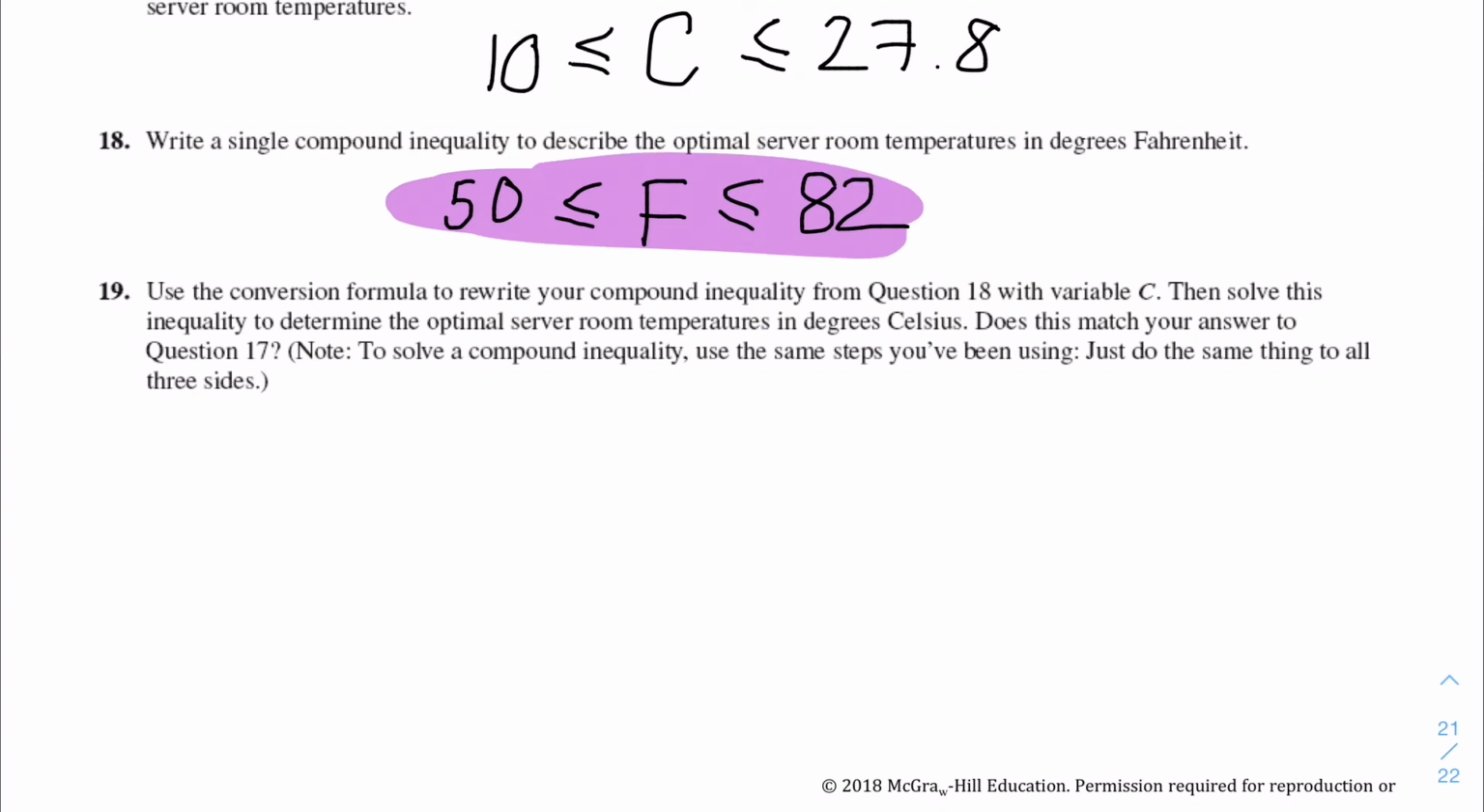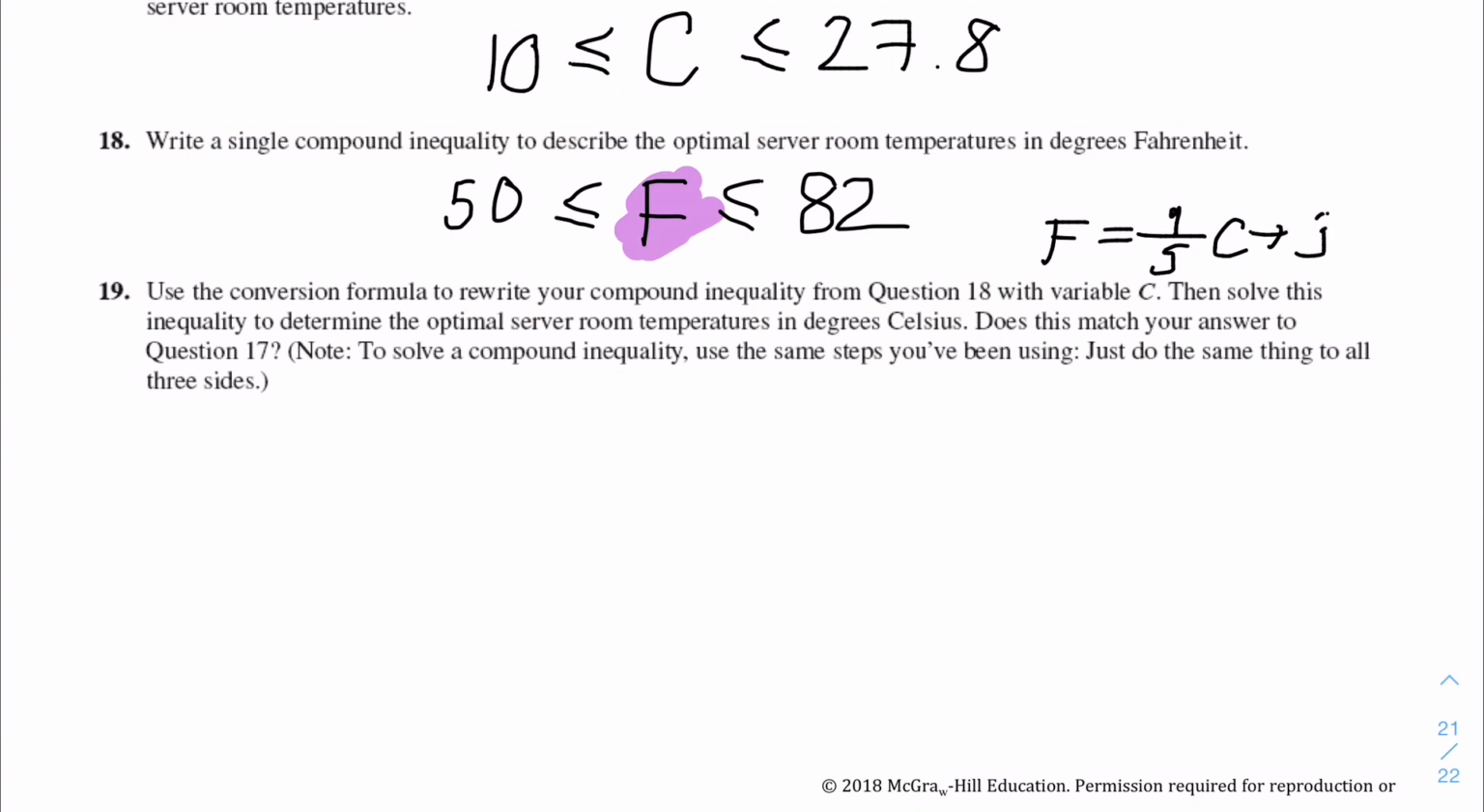So instead of this Fahrenheit in here, we're going to utilize that F is 9/5 C plus 32. And we're going to see by solving this compound inequality, we're going to get the same range up here. And we're going to be able to do it in one shot instead. So our Fahrenheit needs to be between 50 and 82. But the Fahrenheit is 9/5 C plus 32. And at most, this can be 82. So basically we're solving these two things at once.